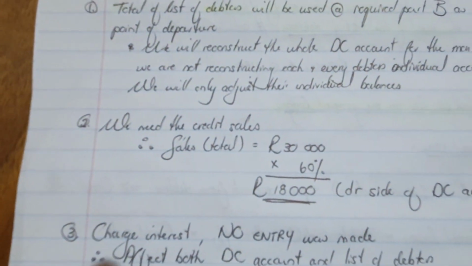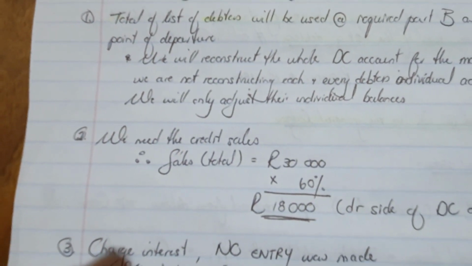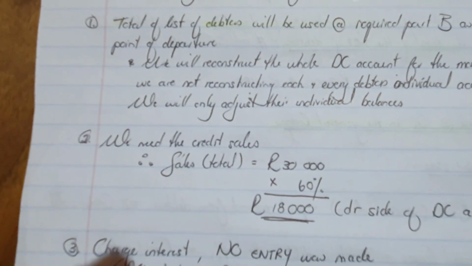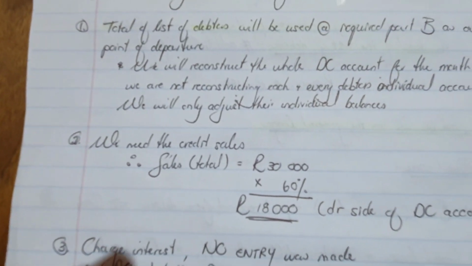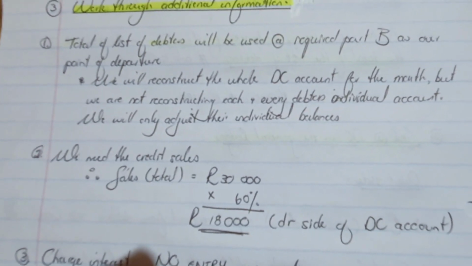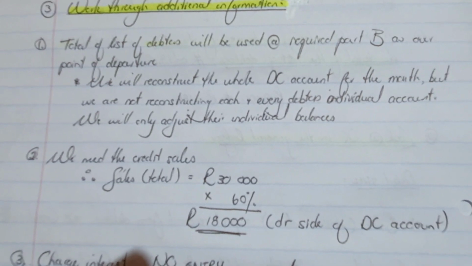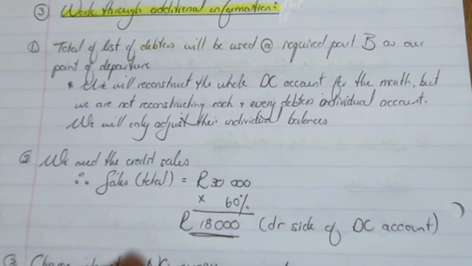Point number 2 said that 60% of sales was conducted on credit basis. Therefore, we need the credit sales to increase the debt of debtors on the debit side of the debtors control account. So therefore, our sales on the debit side will now be 18,000 Rand.